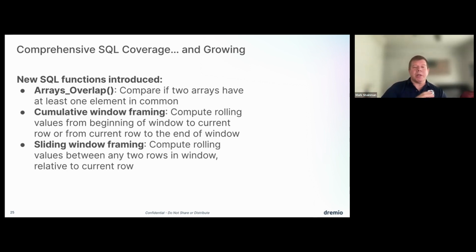And then, of course, window framing capabilities, both cumulative and sliding window framing. Cumulative computes rolling values from the beginning of the window to the current row, and from the current row to the end of the window as well. So it gives that cumulative window framing capability in the SQL coverage for analytics. And then the sliding window framing capability is one of the other ones we're bringing to the table, and it computes rolling values between any two rows in a window relative to the current row as well.